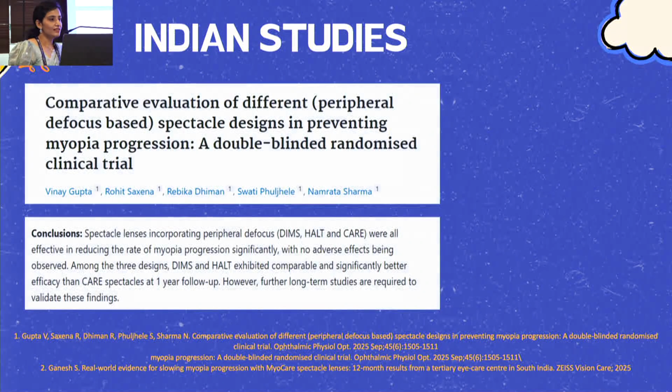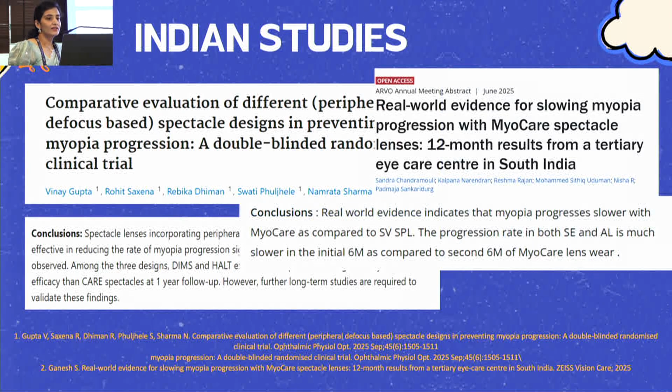Coming to the Indian studies, they have compared the DIMS, HALT and CARE by the AIMS group. Here they have found that the DIMS and the HALT perform better than the CARE spectacles. And Sandra ma'am and the group have done a study with regard to Myocare lenses. They did well compared to the single vision glasses. If you see all of these, all of them did very well initially, and gradually the efficacy reduced. This is probably because of neural adaptability in the retina as well. Even the LDA, even the glasses, everything does very well initially, and gradually the efficacy dims down.